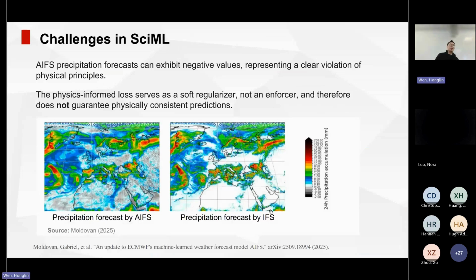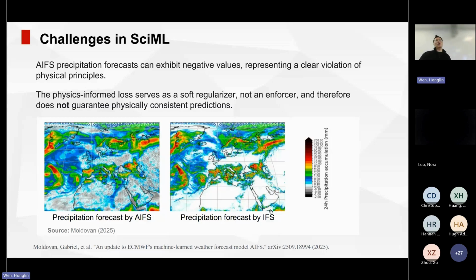But although we have done a lot on this, there are still some challenges. Let's say these two pictures are drawn from a manuscript by ECMWF. The precipitation forecast by the AI model, the gray parts are negative values, but obviously precipitation cannot be negative, right?